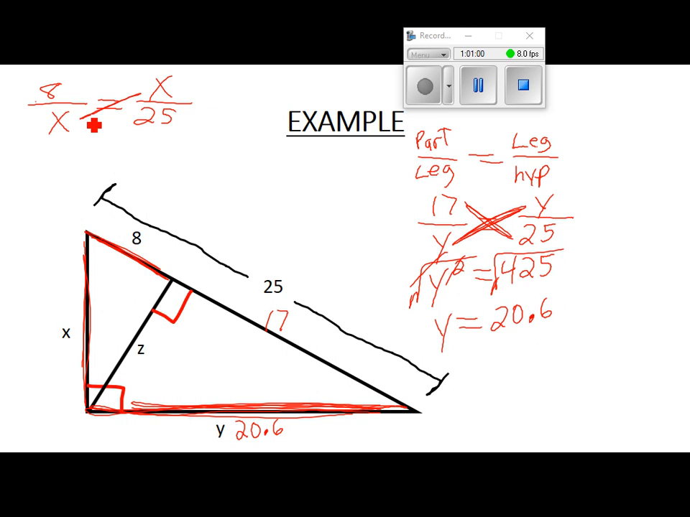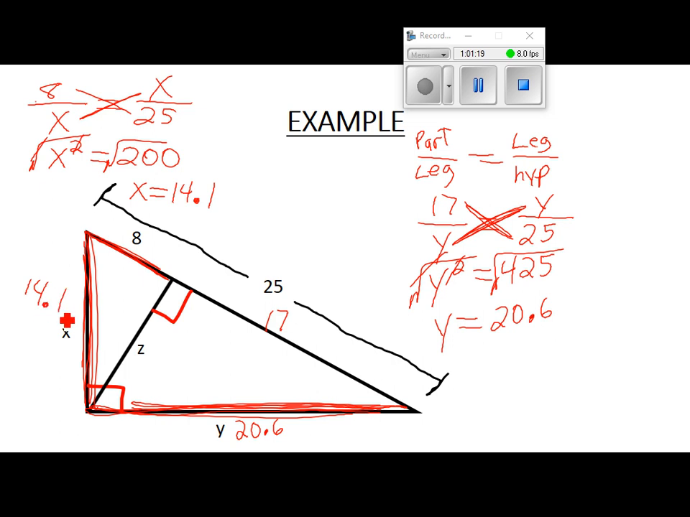What do you get going that way? X squared. How about that one? 200. Now what? Take the square root. 14.1. Yep. So how long is this leg?